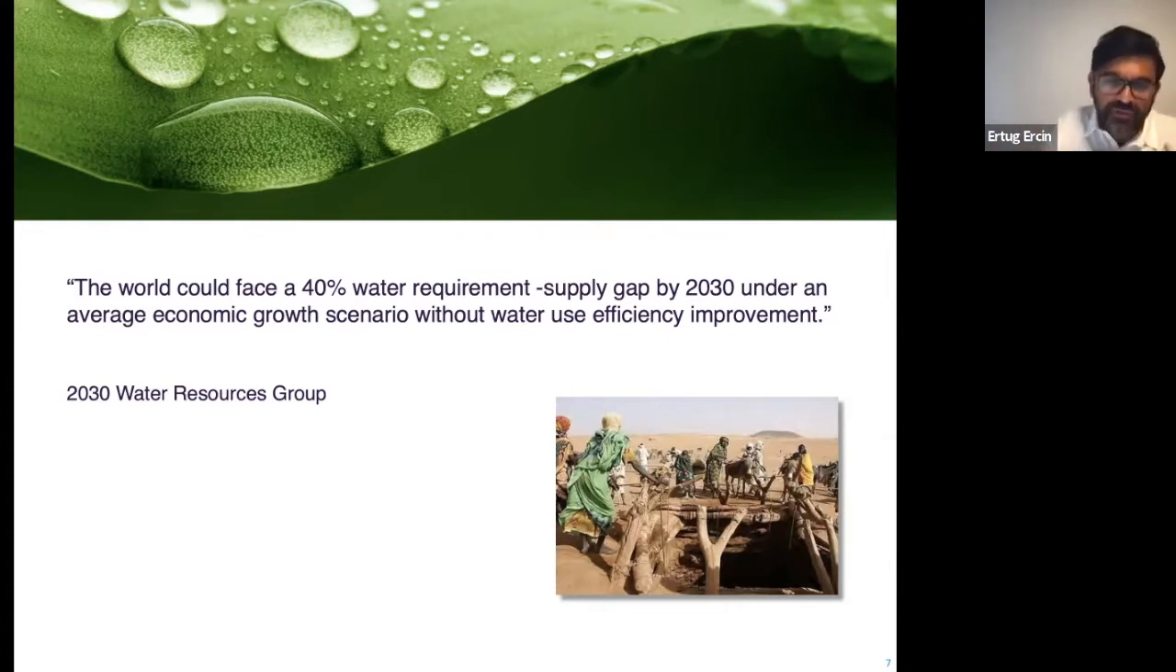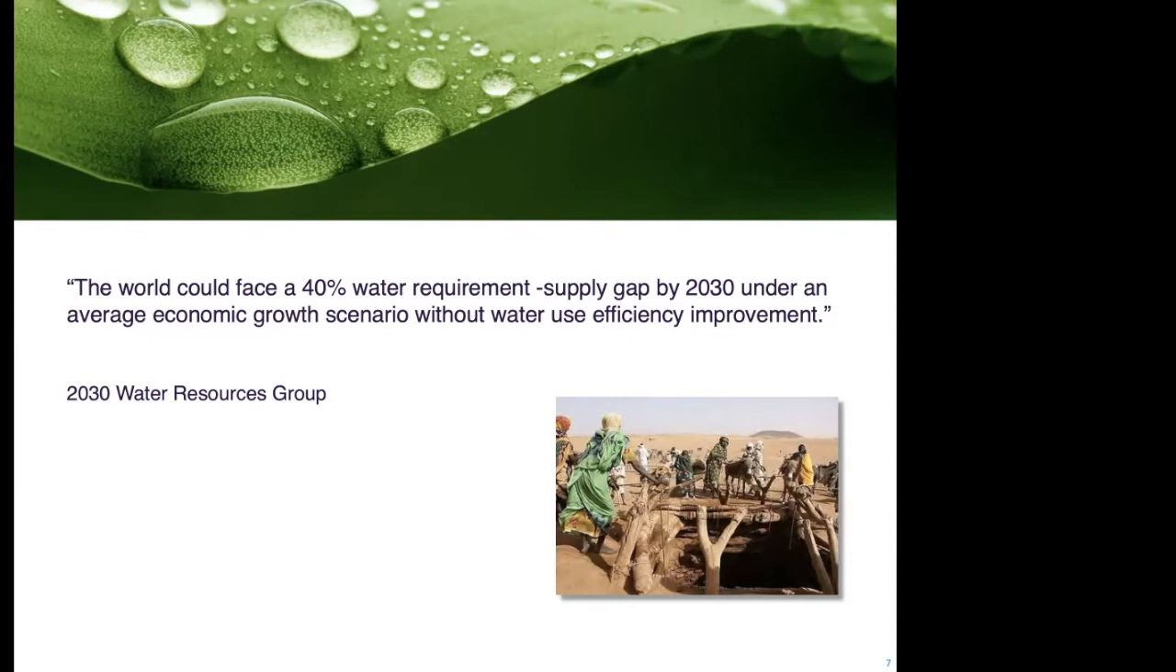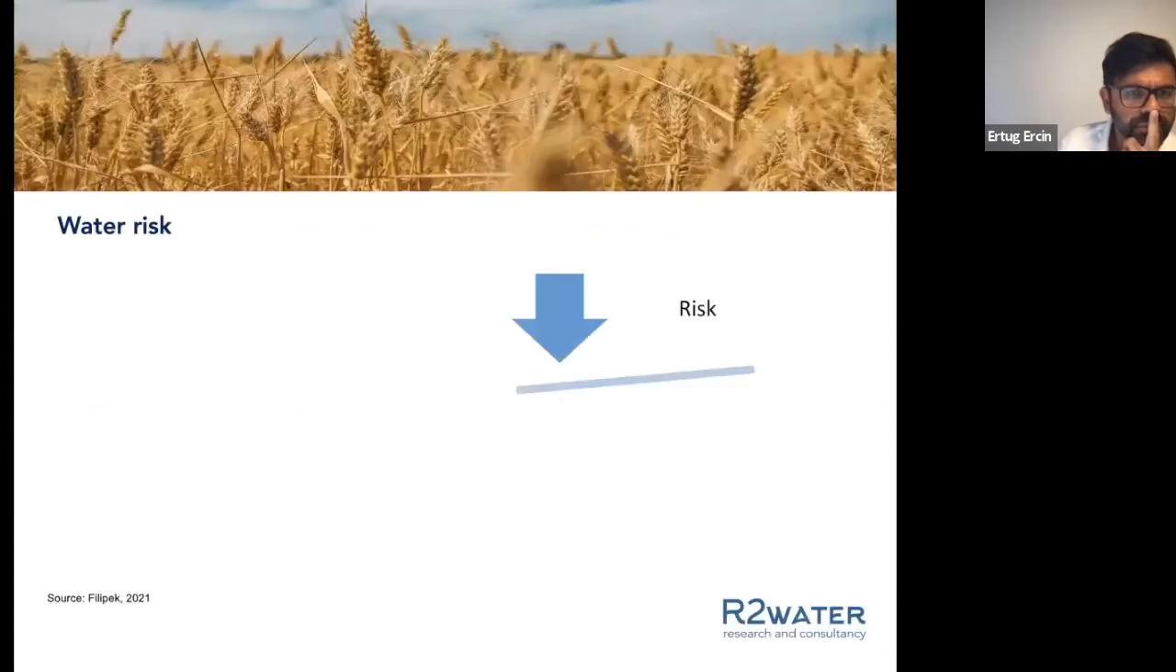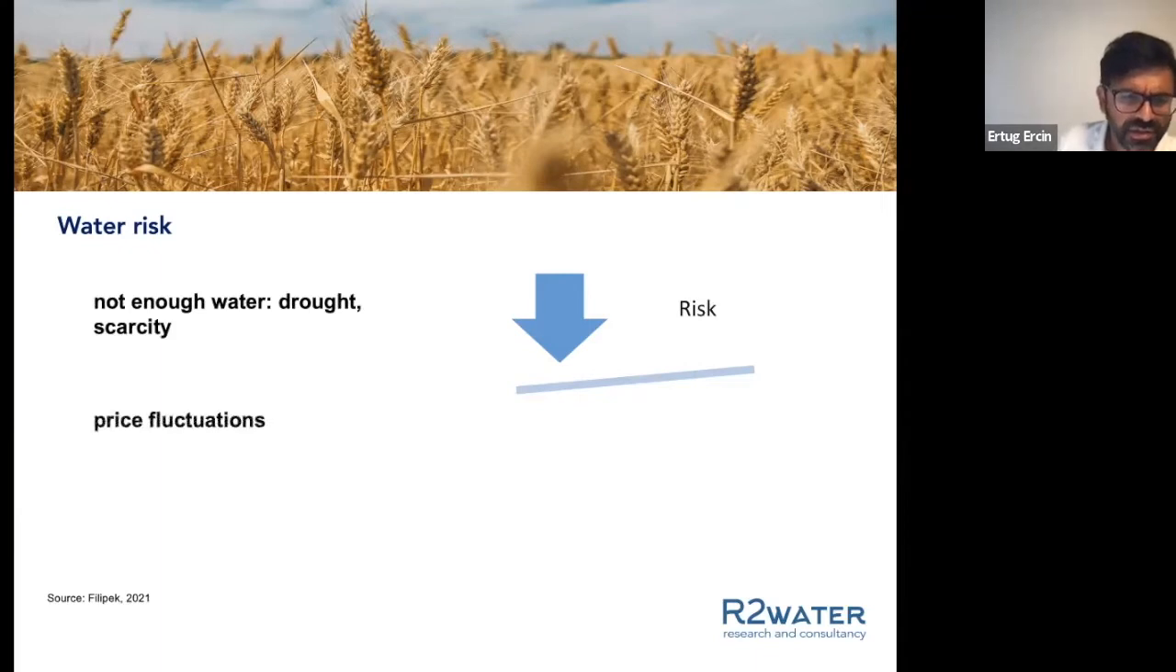So we cannot find water anymore. Maybe a drought which is happening once in every 10 years will happen once in every 5 years. Of course, this changes by geographic location, by year, or where you are, and what kind of business you do. So the companies see this as a water risk. As you said, there is not enough water, there's scarcity.